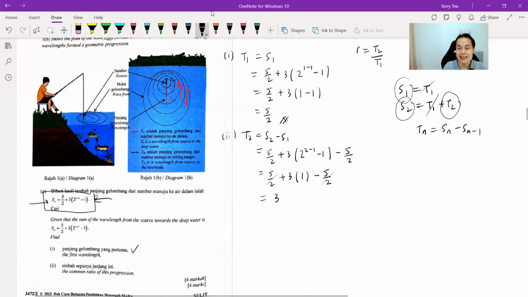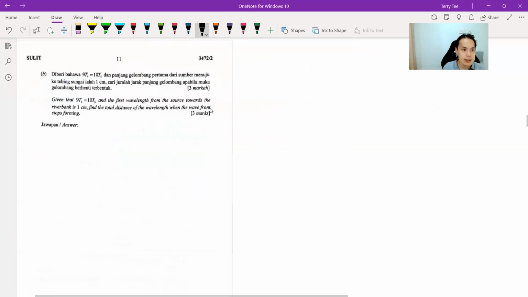And you get your T2. And remember, common ratio is T2 divided by T1. In this case, I take 3 divided by 5 over 2. You flip it upside down. It's actually 3 times 2 over 5. So the answer is 6 over 5. You can use a calculator if you want. This is just the first part. Let's move on to the second part.